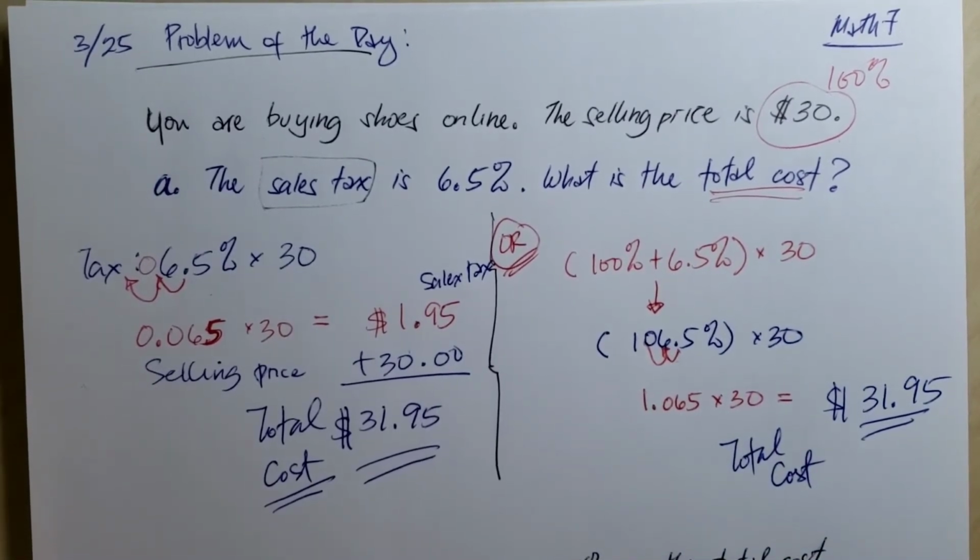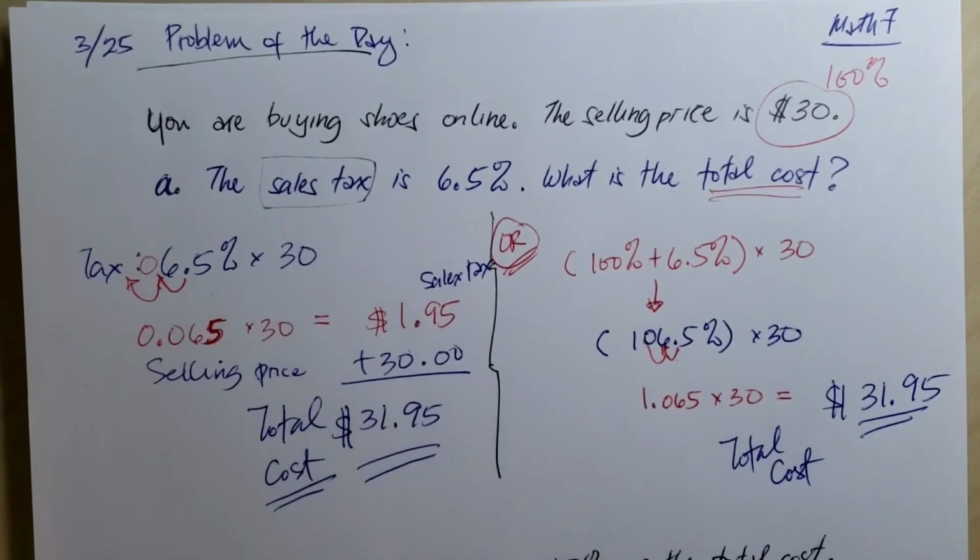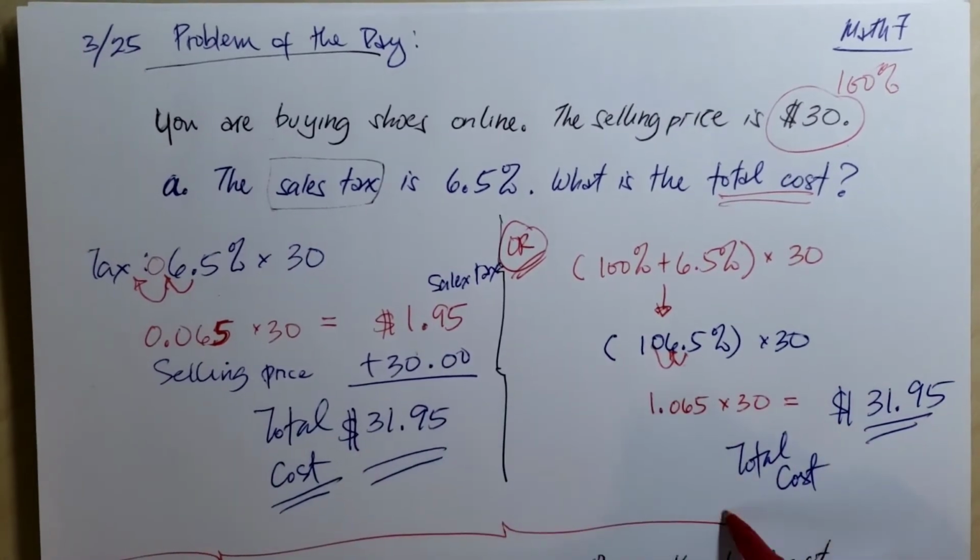Easier, right? So sales tax, you usually add that to your 100% full price. If it's discounts, then you subtract the discount percent from the 100% full price. You can review our notes from before if that helps you.